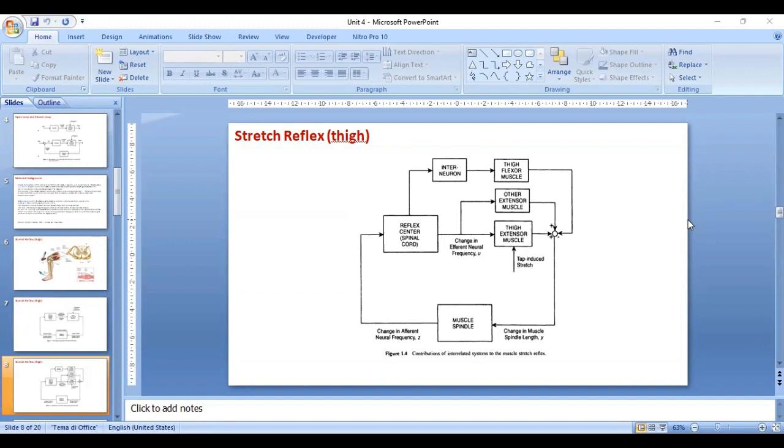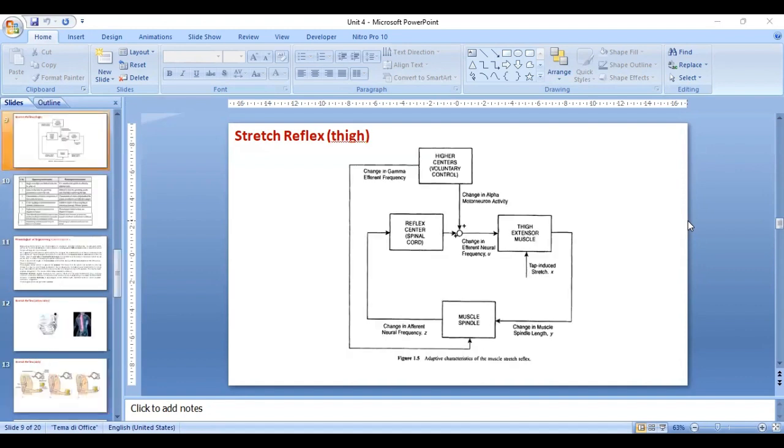However, here the interneurons introduce a polarity change in the signal, so that an increase in afferent neural frequency produces a decrease in efferent neural traffic that is sent to the flexor muscles. So this block diagram illustrates the solution chosen by nature to circumvent this problem.